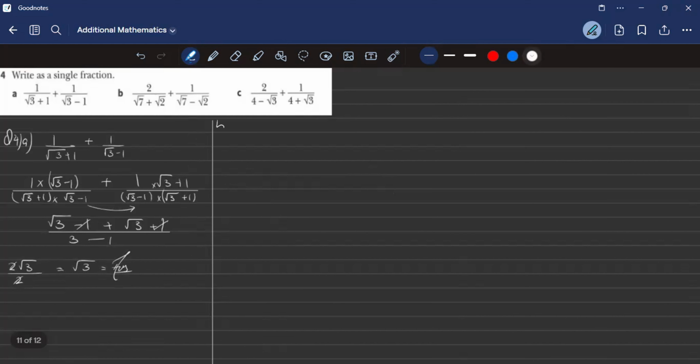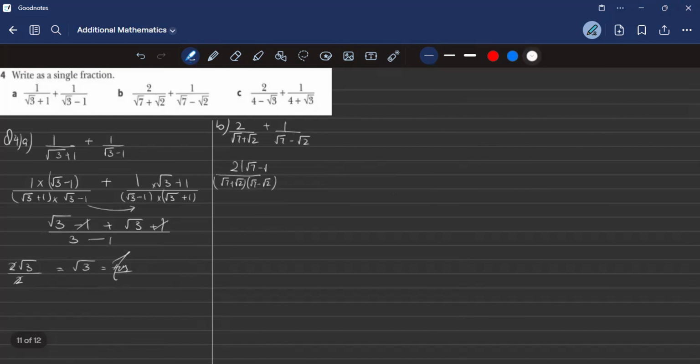For part B, we have 2 divided by under root 7 plus under root 2, plus 1 divided by under root 7 minus under root 2. So again, the same thing, we multiply both the denominators. We get 2 divided by under root 7 plus under root 2 multiplied by under root 7 minus under root 2. And then again, we're multiplying the denominator, so we multiply the numerator with the same value.